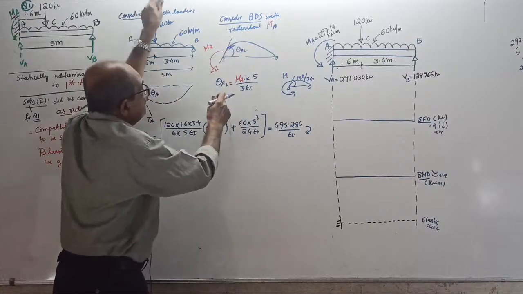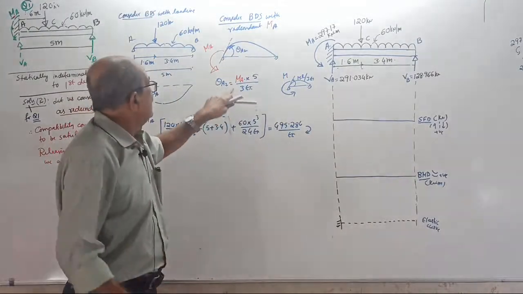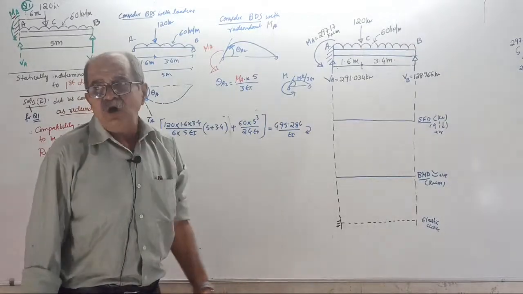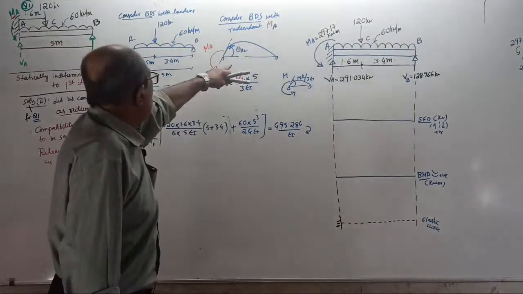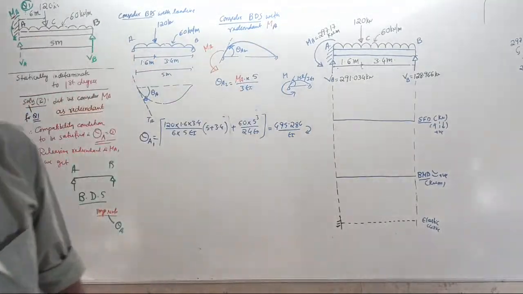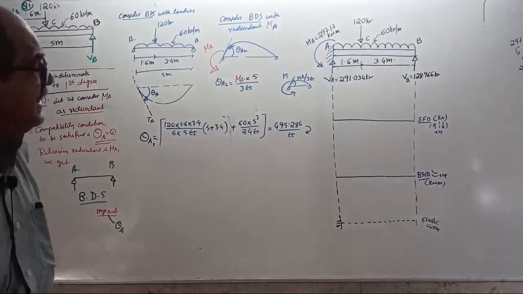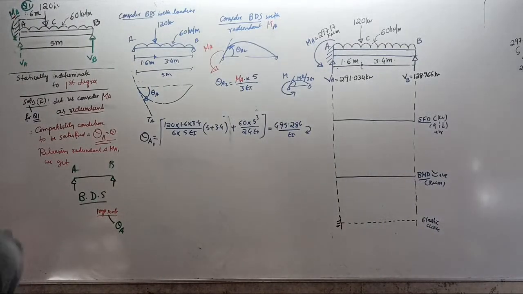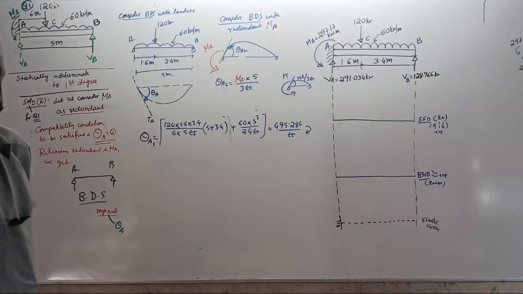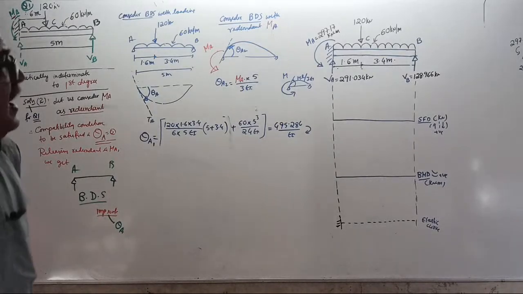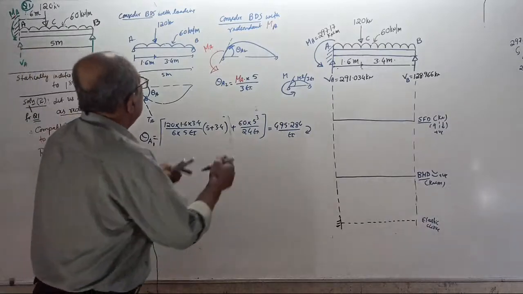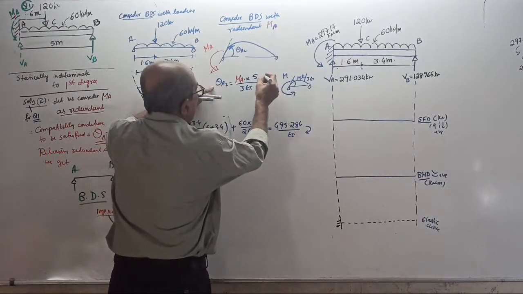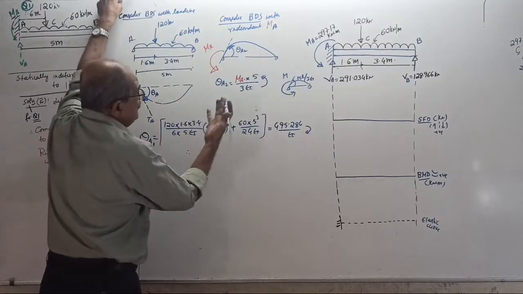Is this slope clockwise or anti-clockwise? Do not use sign. Using sign here is nonsense, because I have shown the direction there. This is the slope at A; the other slope is not required. This slope is anti-clockwise. So right here, theta A is that much anti-clockwise.